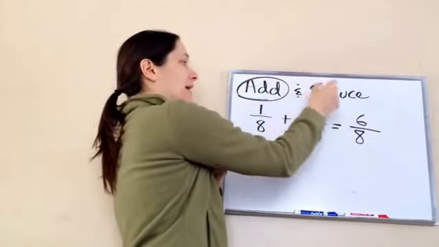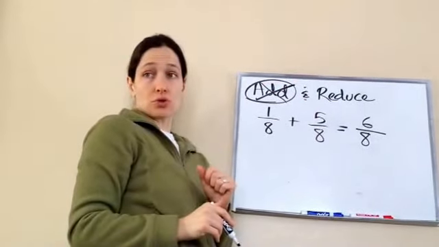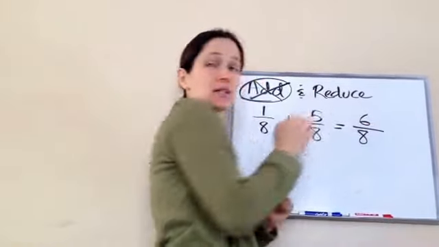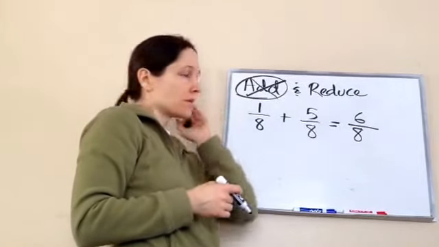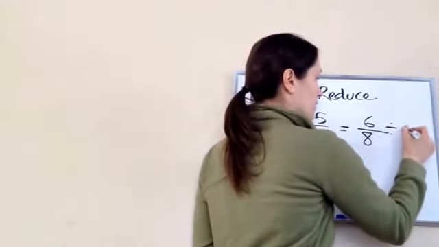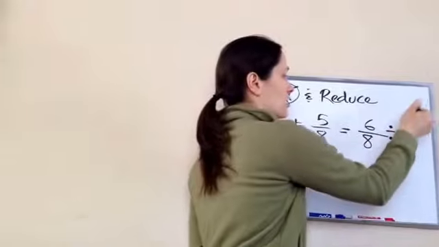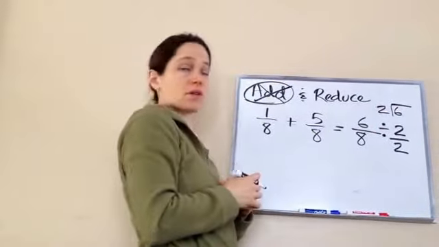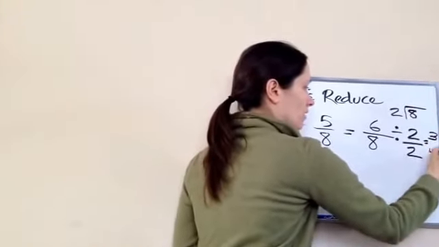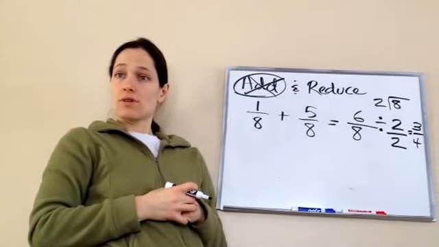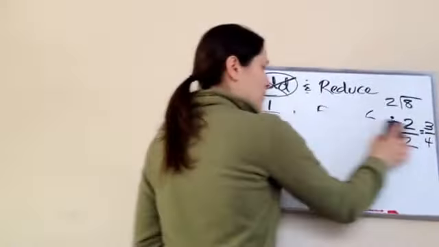They didn't just tell me to add, they also said add and reduce. So we're done with this part. Now we have to reduce. What number will go into both 6 and 8? 2. So I'm going to divide by 2 on both of those. You see how I did that? 6 divided by 2 is 3, so I'm going to put 3 right here. And then 8 divided by 2 is 4. So what's my final answer? Your final answer would be 3/4. Excellent job.